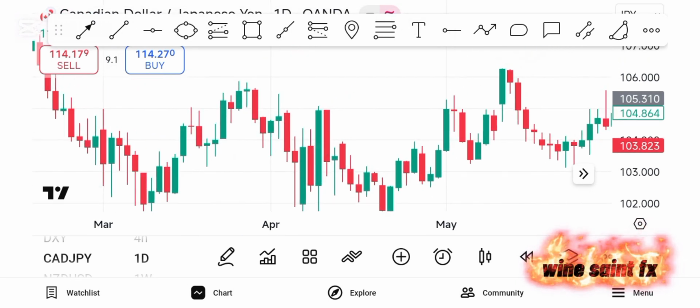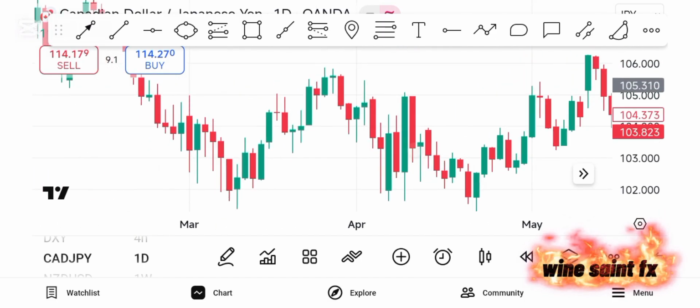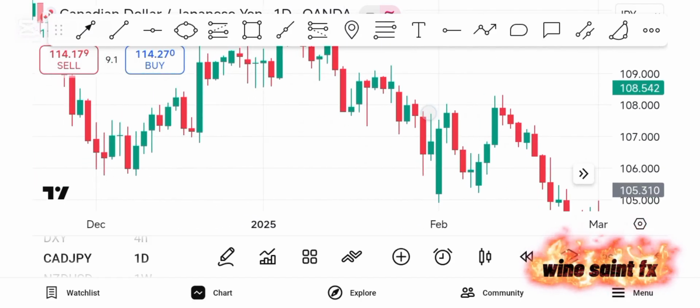So that's how we spot fair value gaps and balanced price actions in the market, or when we are trading financial instruments. So that's for today.